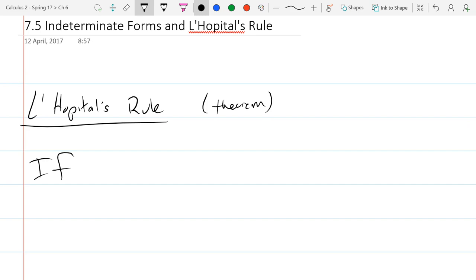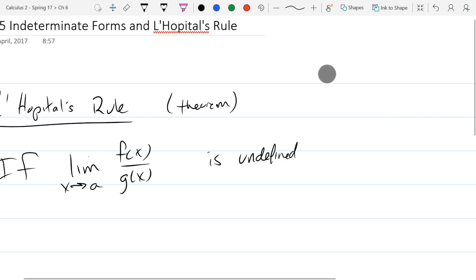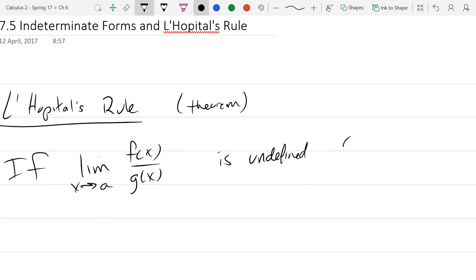Hypothesis: if the limit of f(x) over g(x) as x approaches a is undefined. So what does it mean to be undefined? 0 over 0 or infinity over infinity. So that's what it means to be undefined, one of those two. So g of x cannot equal 0. What's that? g of x should never equal 0.